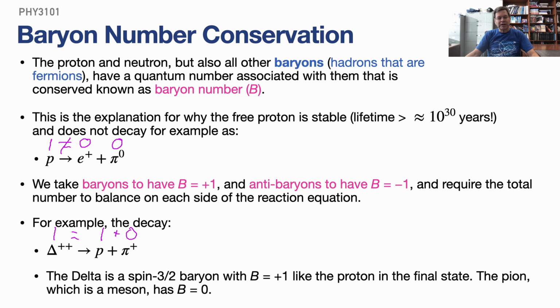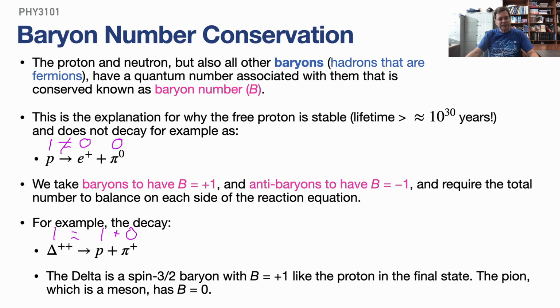All right, so that covers baryon number conservation. If you have a baryon on one side of the equation, you better have one on the other side. And be careful, because if you have an anti-baryon, like an antiproton, you would have a -1 unit of baryon number.